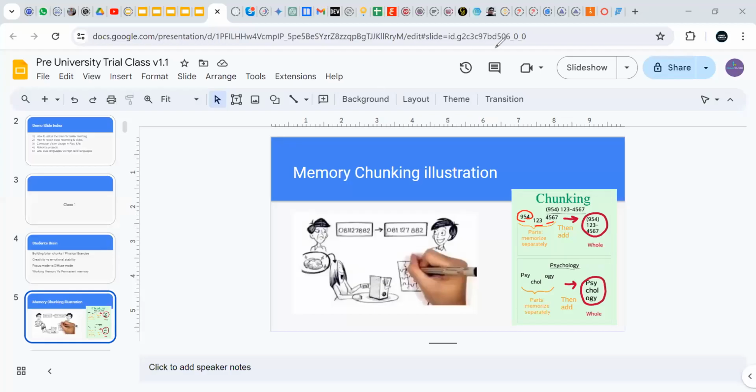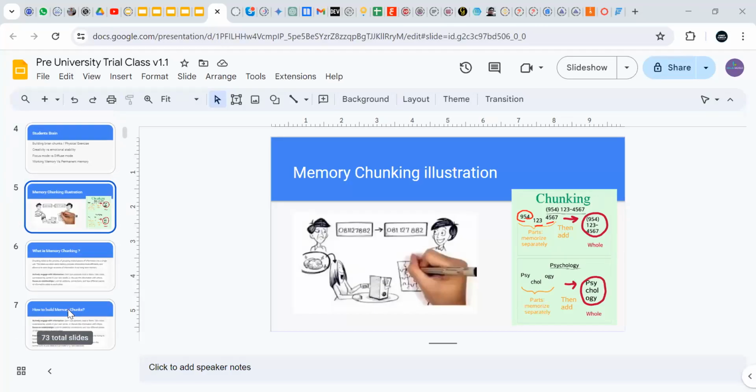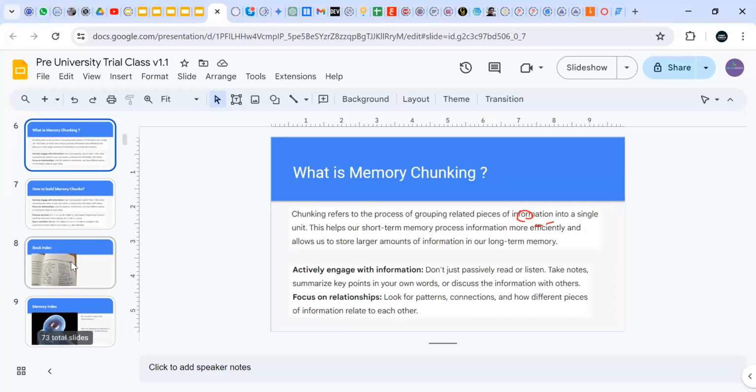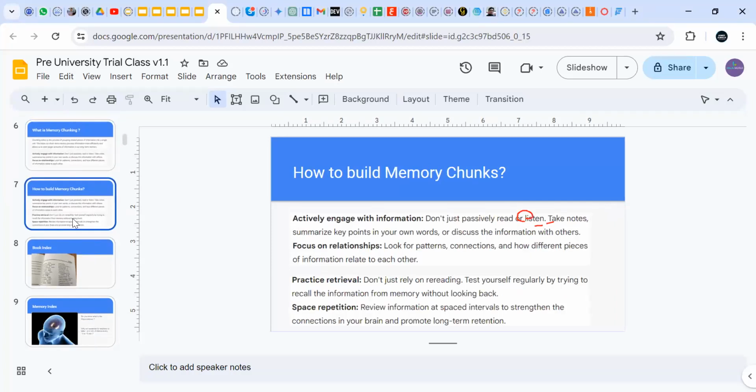Okay, so that is memory chunking. So what I want to say is, to be able to build memory chunks that last in your long-term memory, you have to do two things. You have to practice retrieval.